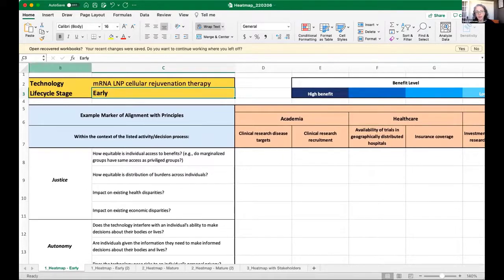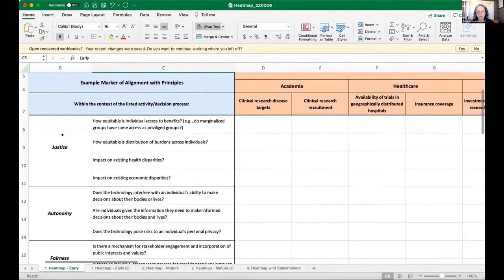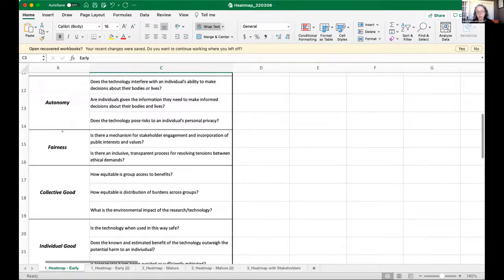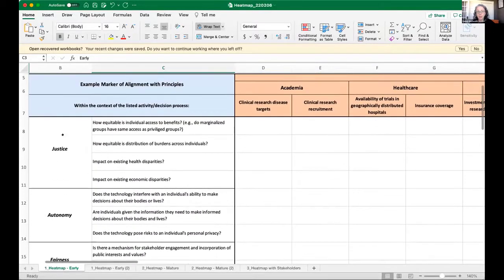So here we have, as I mentioned, the technology in the visioning component to the regenerative medicine case study, which was case study 3, early in the life cycle. As I said, on the left-hand side are the overarching principles and values, and then a set of questions that reference those principles.